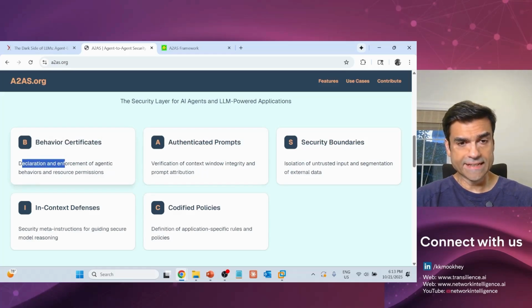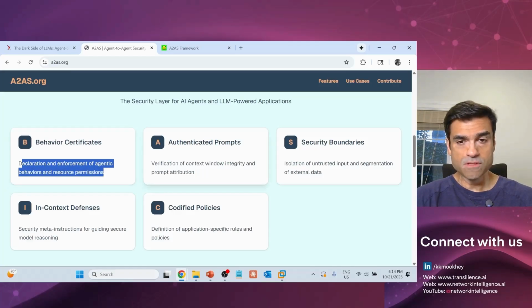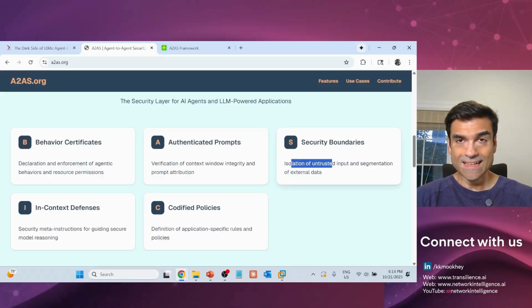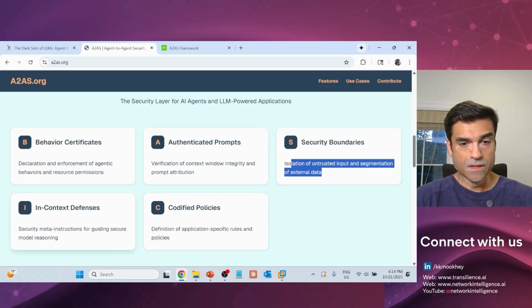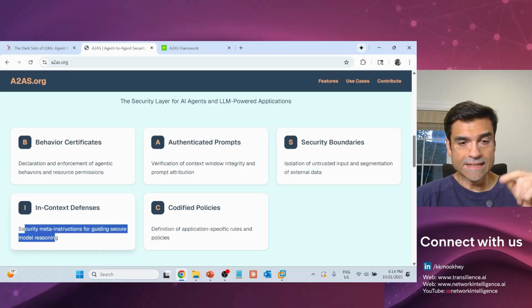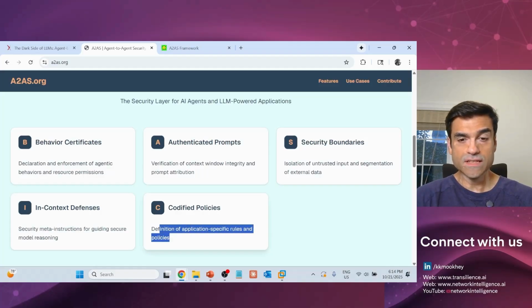behavior certificates, declaration and enforcement of agentic behaviors; authenticated prompts, what's the prompt within the system and what is coming from the user, differentiating that; security boundaries, isolation of the untrusted user input and segmentation of external data; security meta instructions that guide the model and its reasoning; and definition of application specific rules and policies.